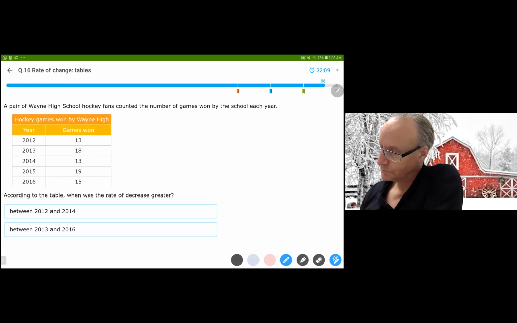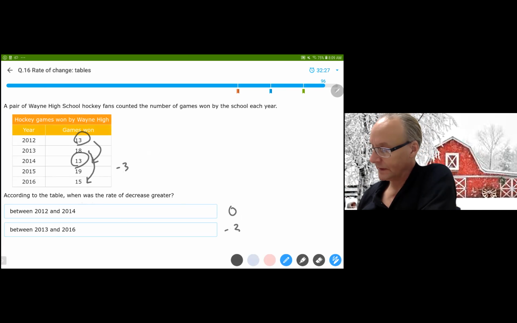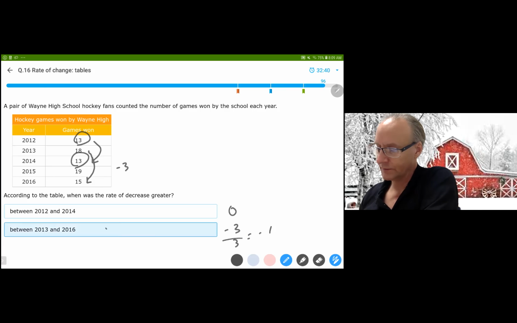All right. We want the rate of decrease to be greater. 2012 to 14 was no change. And 13 to 16 went down 3, didn't it? Obviously, some change is bigger than no change at all. So it doesn't really matter what the numbers end up being, but it is over 3 years. So it ends up being -1 per year. So this one is the greater rate of decrease.